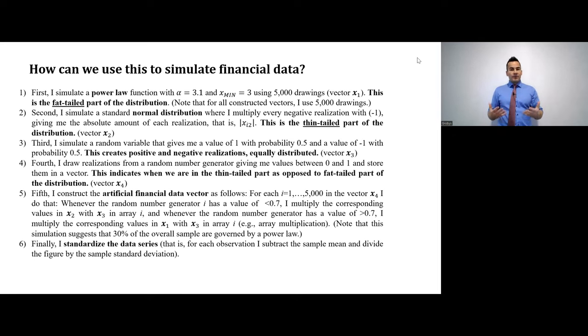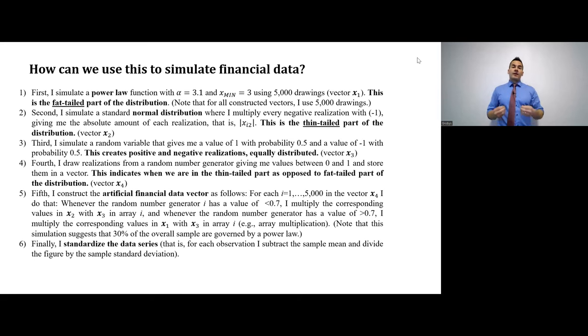Of course, this is just one example for illustrative purposes. I could use different distributions for the thin-tailed or the fat-tailed part. Using different tail exponents and different minimum values gives me obviously a different power law process, and I could use a different process for the thin-tailed part of the distribution.